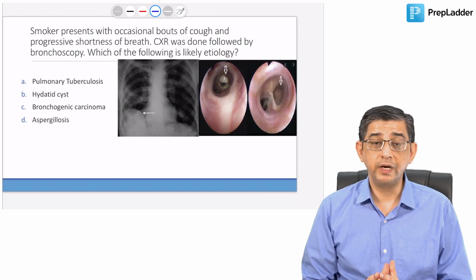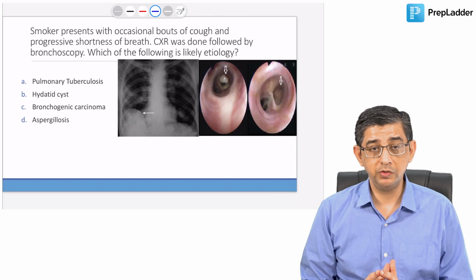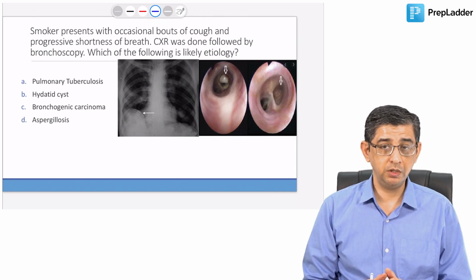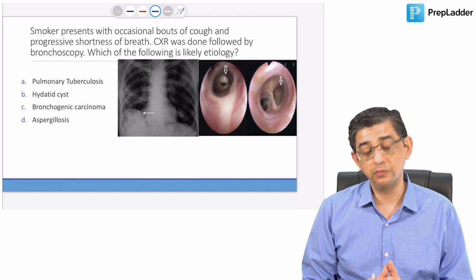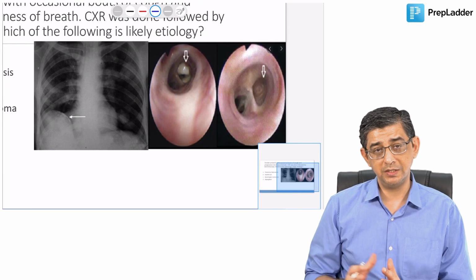The next question was widely debated. The question talked about a smoker with occasional bouts of cough and progressive shortness of breath. The chest x-ray was done, followed by a bronchoscopy. Two images were given. Well, bronchoscopy image, this is what I could get from my test and discussion batch.